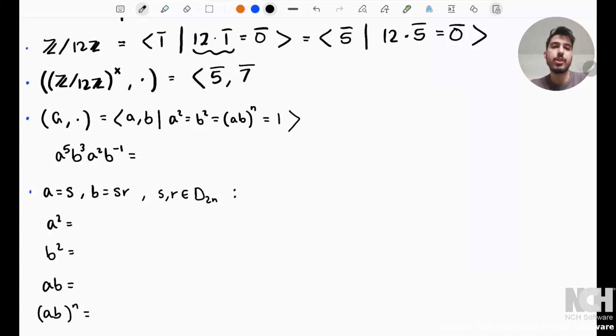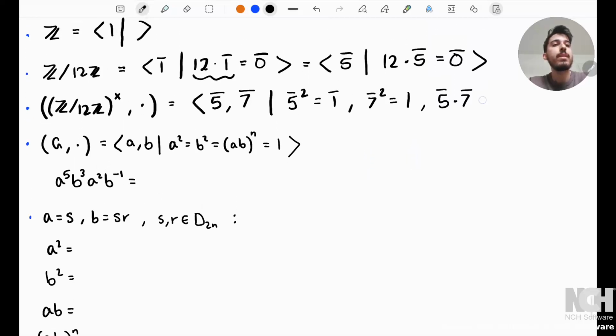Because 1 element is not sufficient to generate all of the elements in the group, you really need 2, because it can either be 5, it can be 7, it can be 5 squared, 7 squared, or 5 times 7. And that will give you all of the elements of Z12Z. So it's 5 times 7, and we know for a fact some of the relations, which is 5 bar squared gives you the identity, 7 bar squared gives you the identity, and lastly 5 times 7 is equal to 7 times 5. This is important because it shows us that this group is abelian.